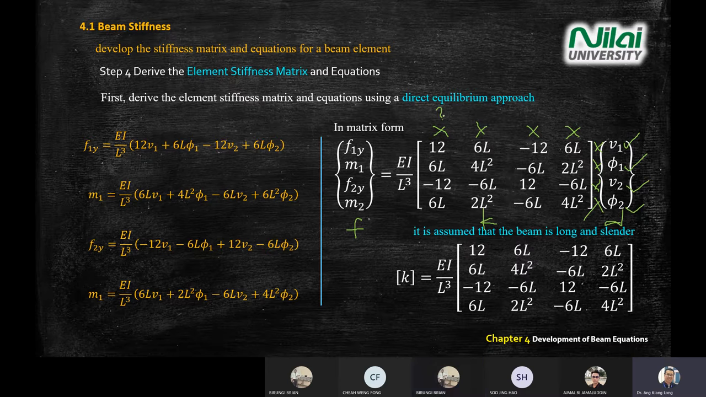So that would be V1. This one is V2. Angle one, this is one set, right? The second set: angle one, that one is V2. This one is for angle two. The side one is V1. This one is angle one, V2, angle two.